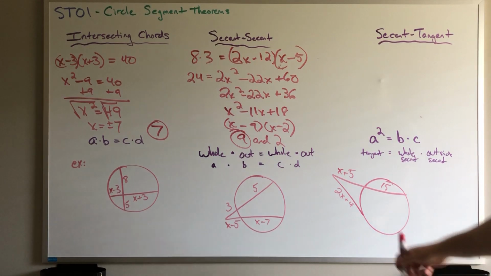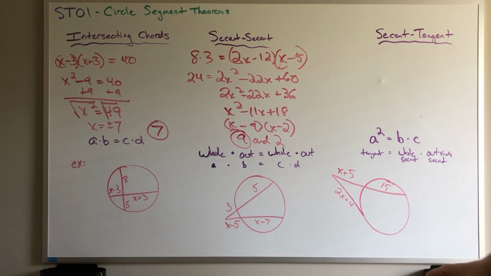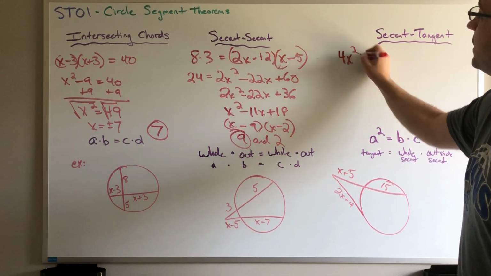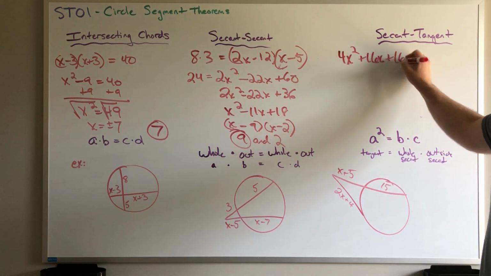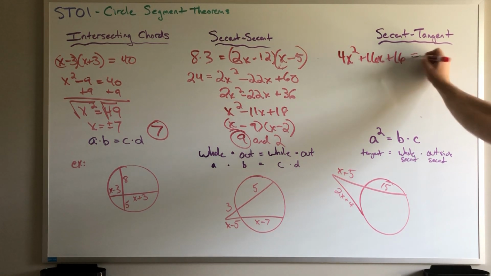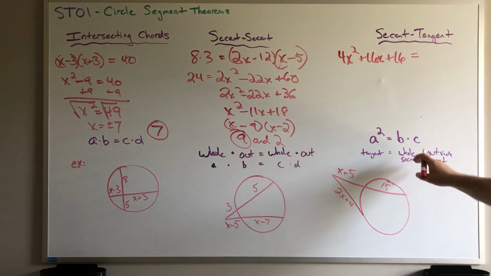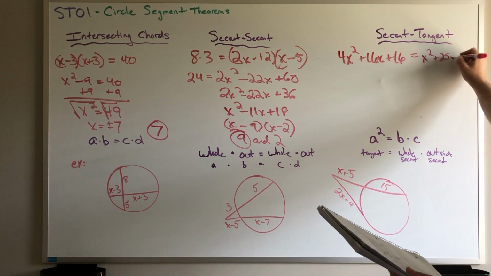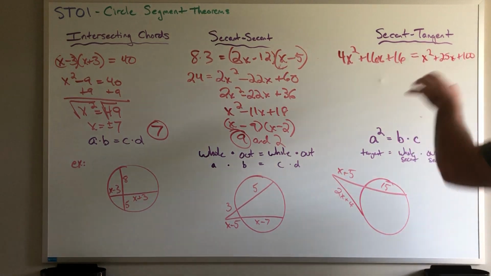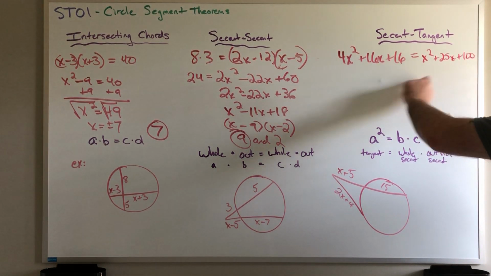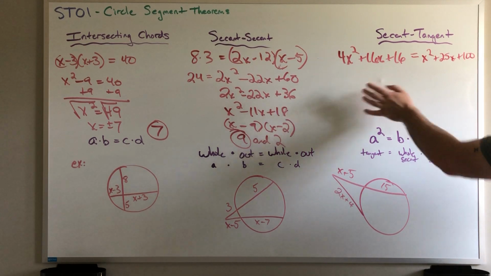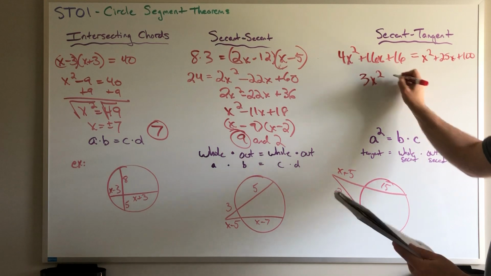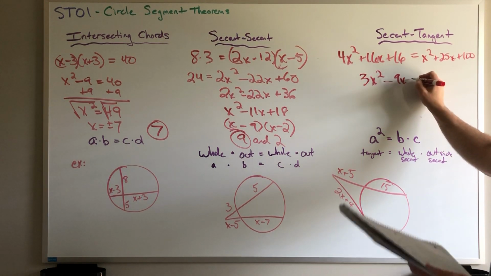So a squared is going to be the quantity of 2x plus 4 squared, which is going to give me 4x squared plus 16x plus 16. And that's going to be equal to the whole secant times the outside section, and that simplified will give me x squared plus 25x plus 100. Now, I like to shift everything over when I go with a negative here. I don't want to have a negative 3x squared. I'd rather have a positive. So combining like terms, I'm going to be left with 3x squared minus 9x minus 84.